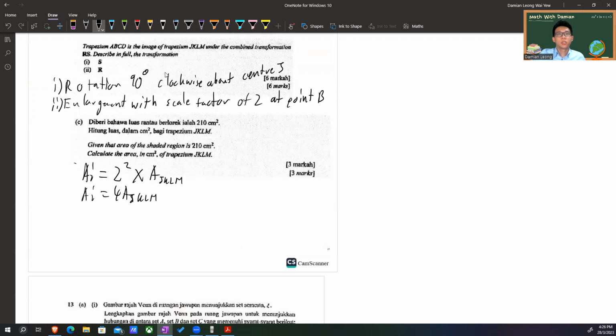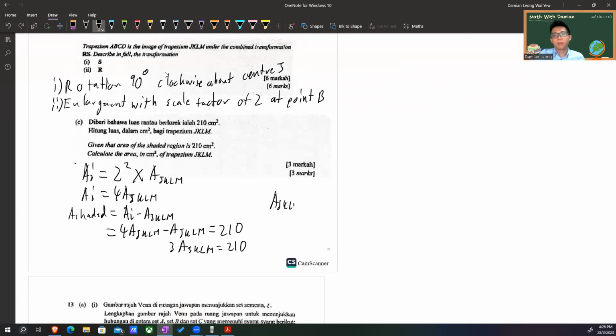And area of shaded region is area of image minus area of object, which is JKLM. So it is 4 times area of JKLM minus 1 times area of JKLM, and that equals 210. So 3 times area of JKLM is 210. Area of JKLM: bring over the 3, opposite, divide by 3, 70 cm square. So area of JKLM is 70 cm square.